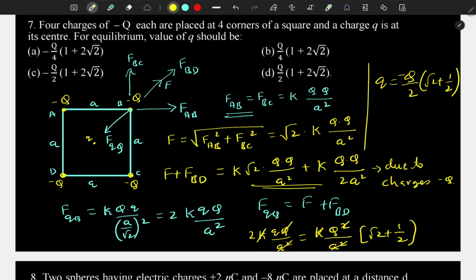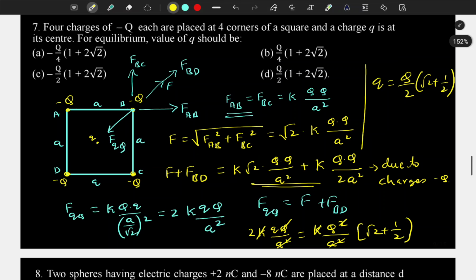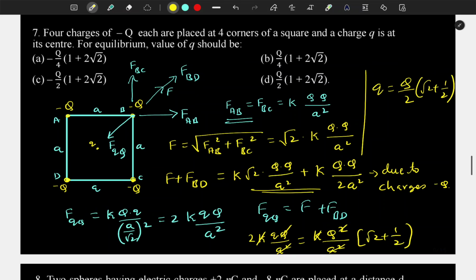Capital Q is negative, so to attract, small q should be positive, so that's why I will get a positive value only. So capital Q by 2 into, so this answer where we have small q is equal to Q by 2, so we need to simplify this further. I think Q divided by 2 to the 4, 1 plus 2 root 2 divided by 2 to the 4. So we have this answer in option B.